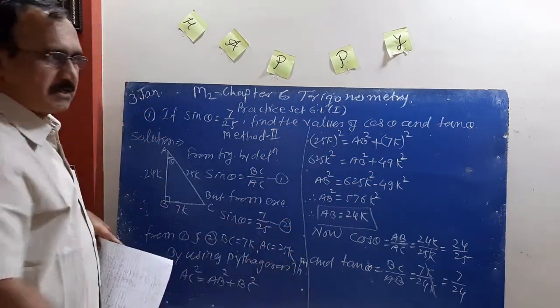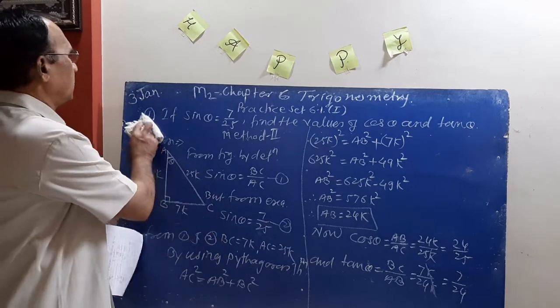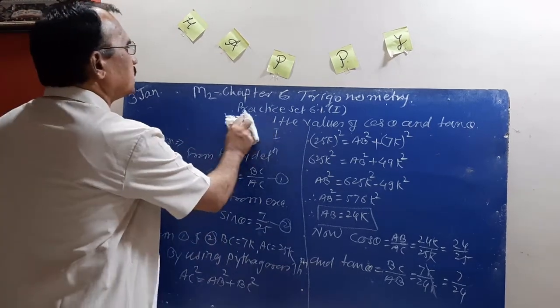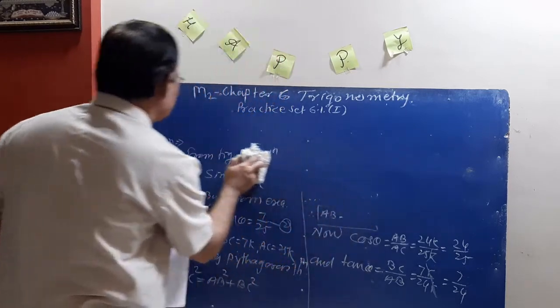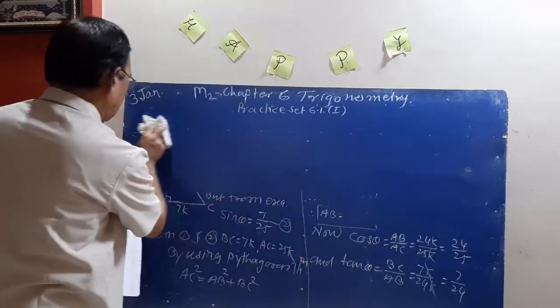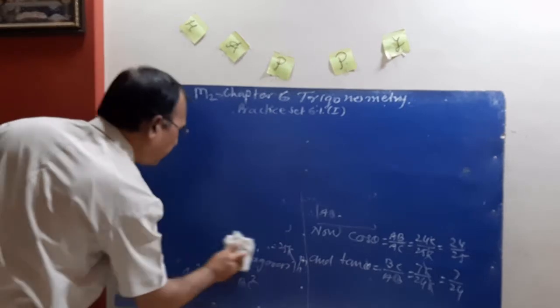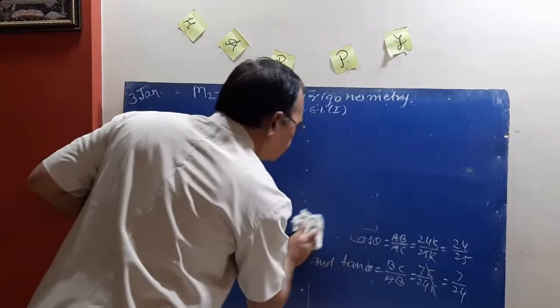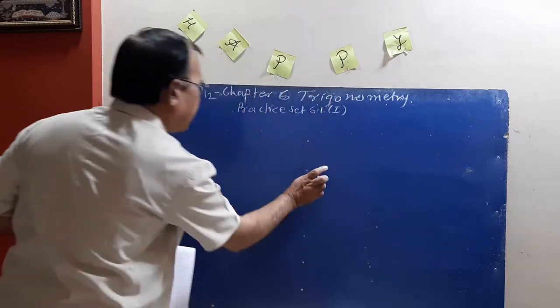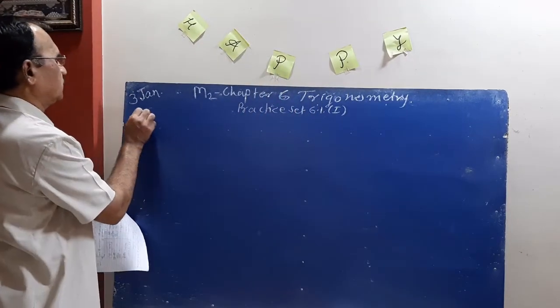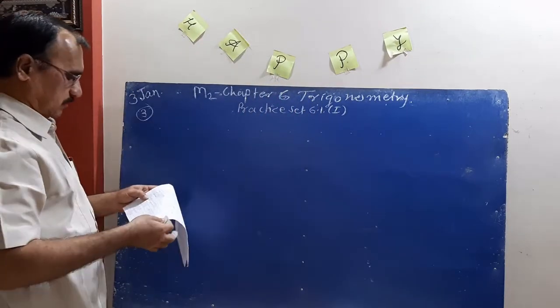Any problem in second method? Nothing. Very good. Now next, third example. Which example? Correct. Third example. Write down the third one.